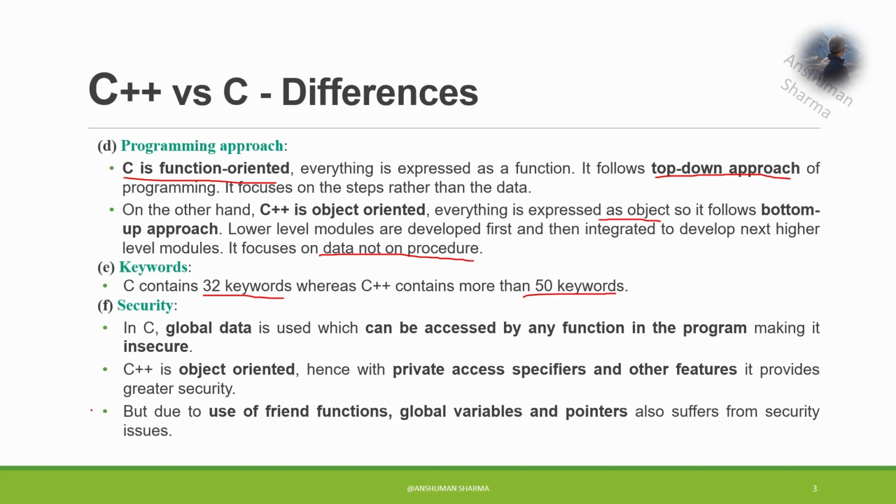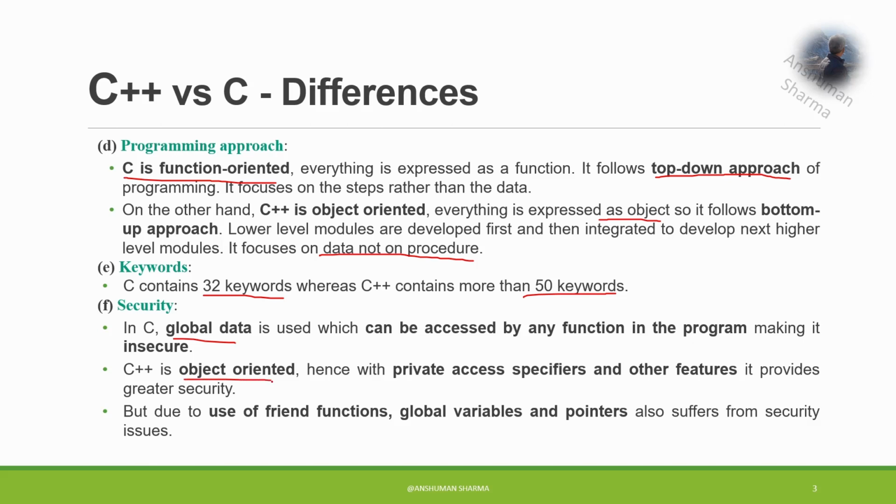Now from the viewpoint of security, in C, global data is used and can be accessed by any function in the program. Because we are mainly focused on functions, it makes the whole data insecure, because the stress is on functions, not on data. By making global data accessible to all the functions in a program, it becomes insecure.